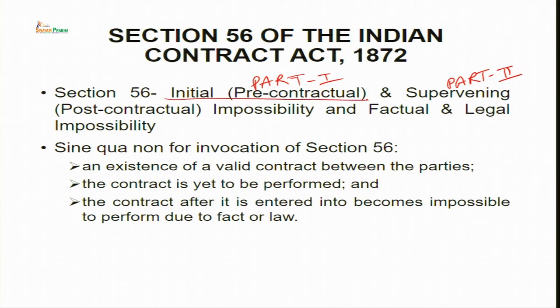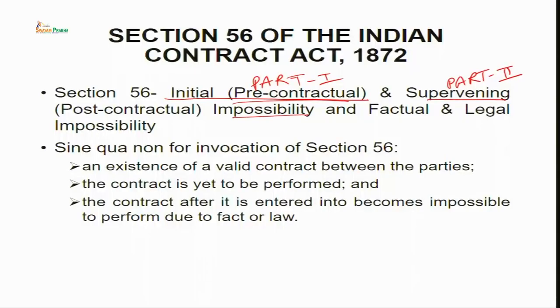Initial or pre-contractual, that is when the agreement itself, from the very inception, that act was non-performable, impossible to be performed. That's why the term pre-contractual has been used, because the contract has not come into force at all. Supervening impossibility is post-contractual. The contract was made, thereafter the impossibility came into picture. And factual and legal impossibility.